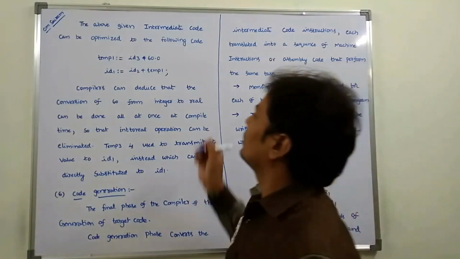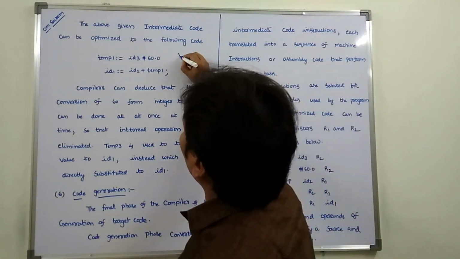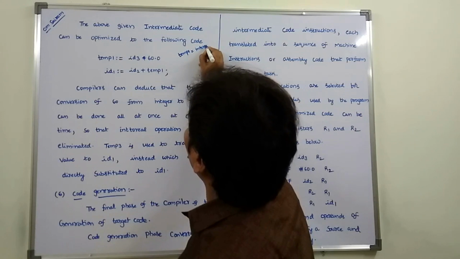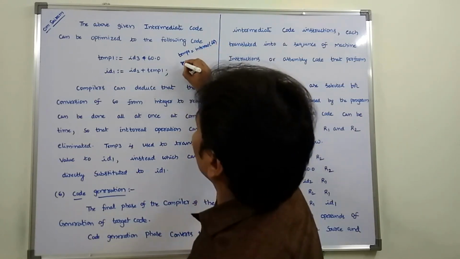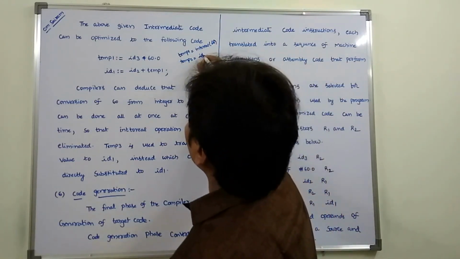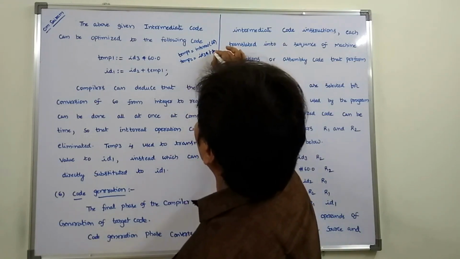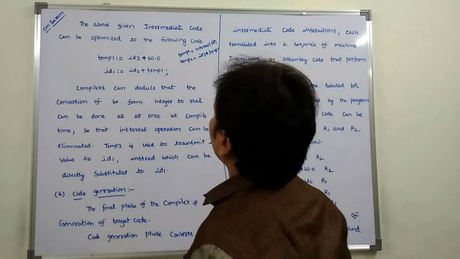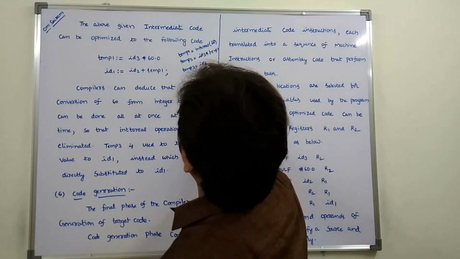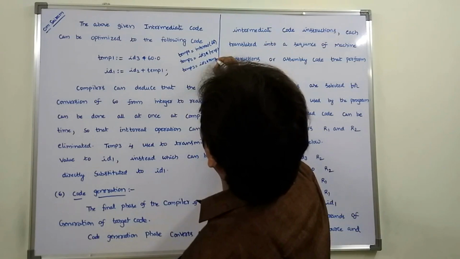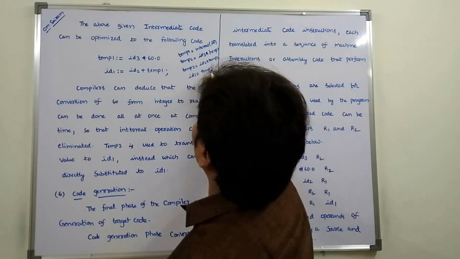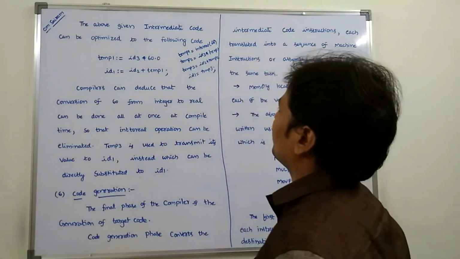So I will show it. temp1 is equal to int to real of 60. Temp2 is equal to ID3 into temp1. Next, temp3 is equal to ID2 plus temp2. Next one, ID1 is equal to temp3. So this is the intermediate code representation.